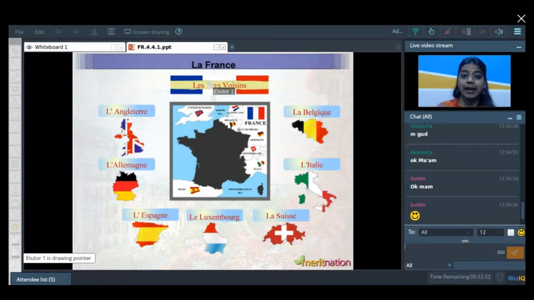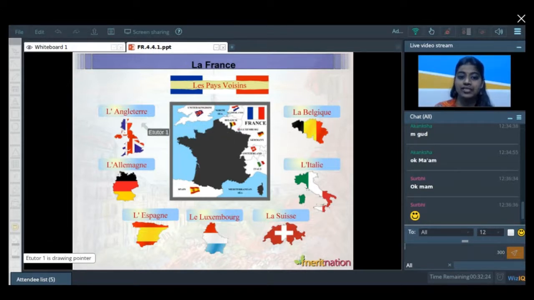Okay. Next we have the neighboring countries of France. Les pays voisins. These are the neighboring countries of France. Do you know which countries touch the boundary of France? And there is one neighboring country which doesn't touch France, but it is a neighboring country of France.